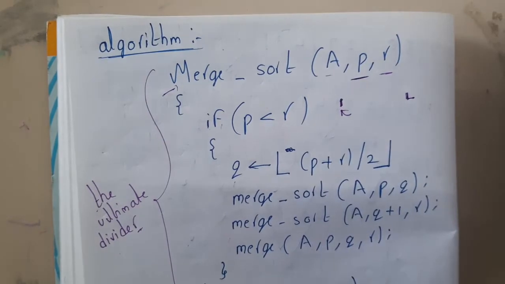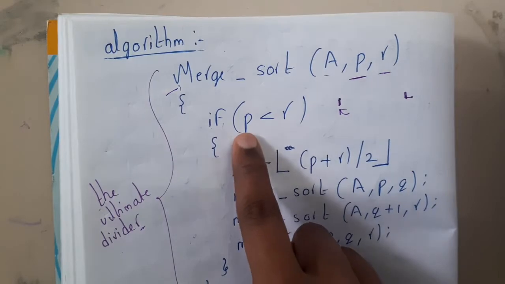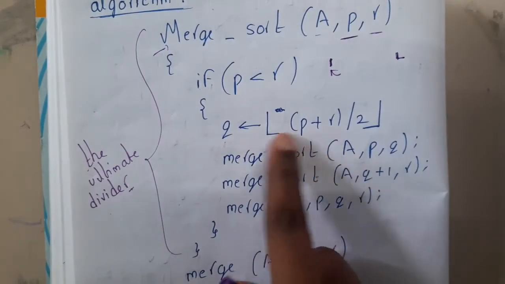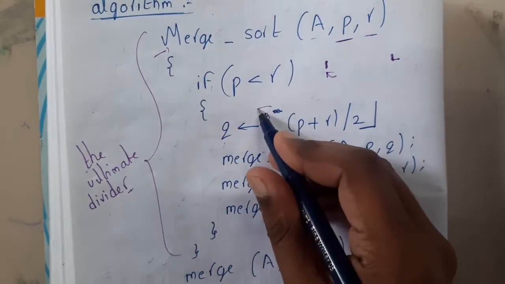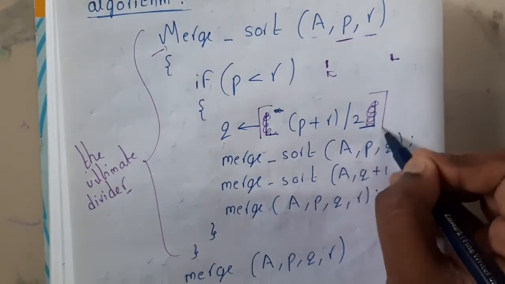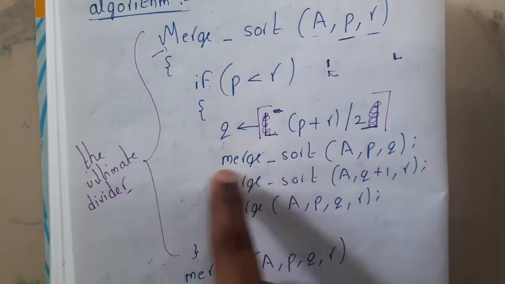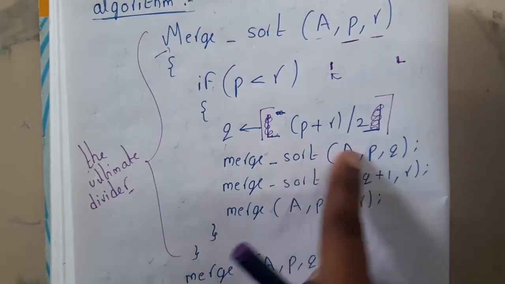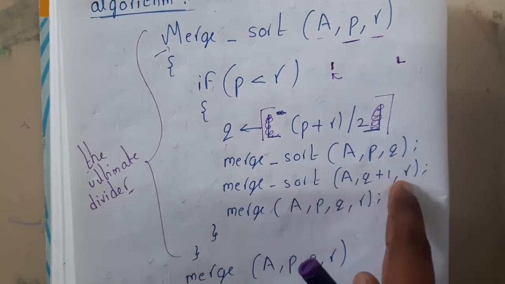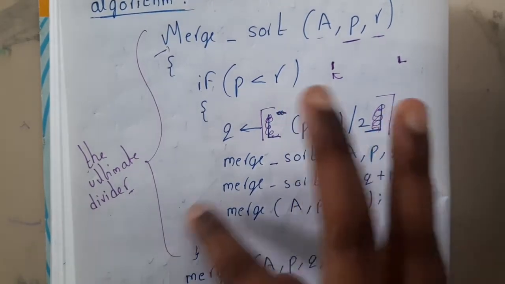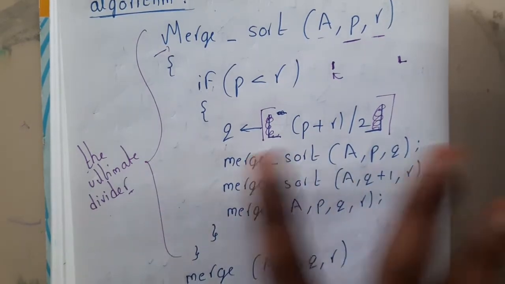If P is not equal to R, that is, indirectly P is less than R, you are going to calculate the Q value. I think if it is the upper bound, it will be better. You will understand it, so please don't worry. Then you will do merge sort of A comma P comma Q. You call merge sort again, and once all those calls are done, you call merge sort A comma Q plus 1 comma R. At the end you will merge these 2 parts. You break, then merge. That's the logic. Got it?